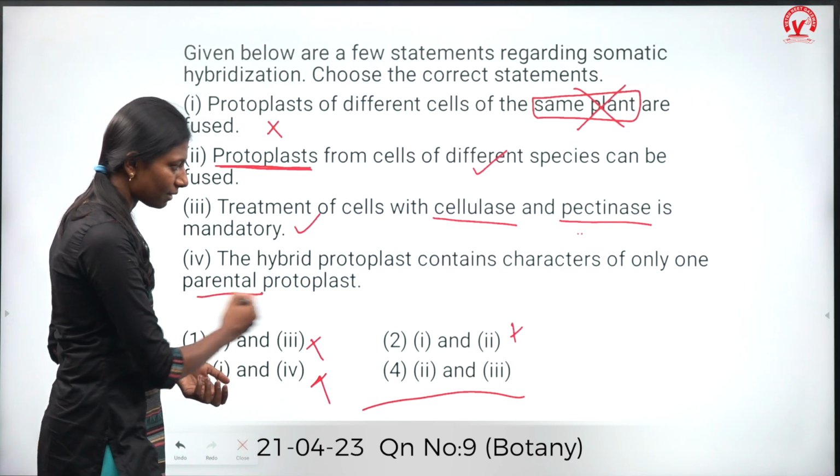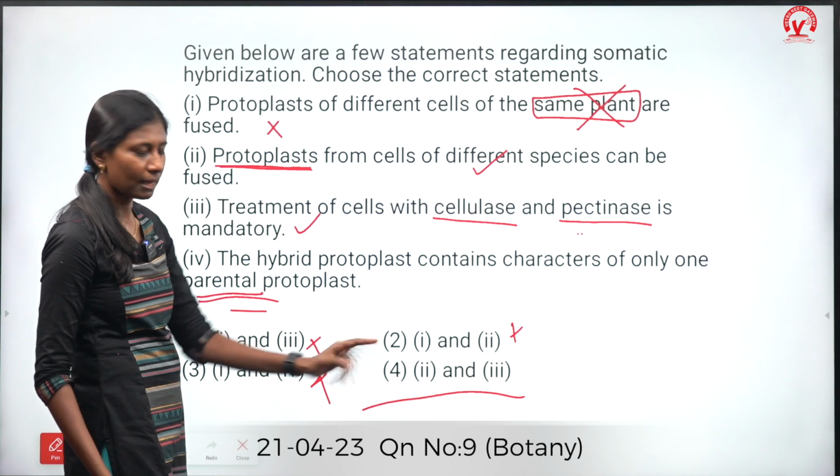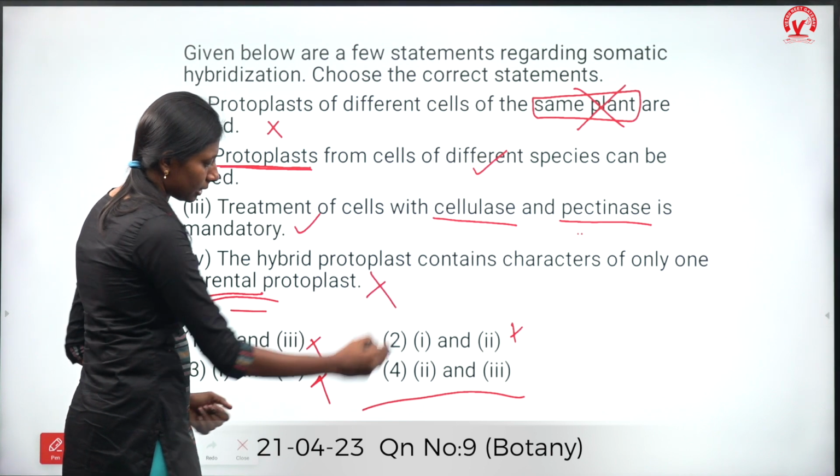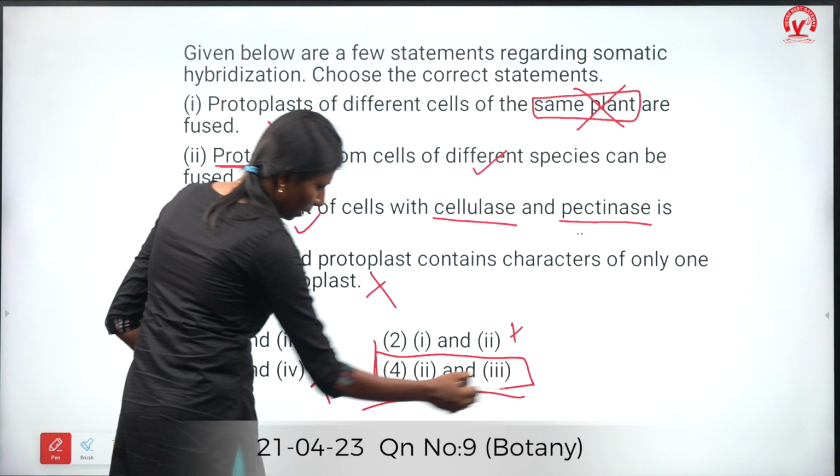No, it will definitely have the characteristics of both the plants. So, you can also eliminate this. So, you can get the answer of 2 and 3.